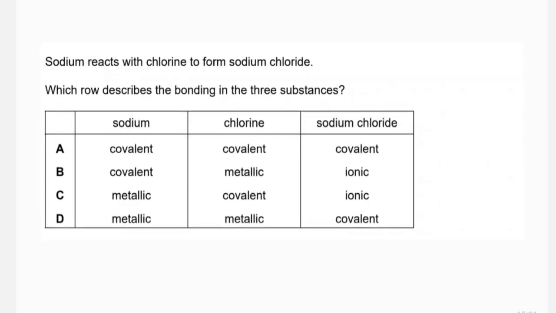Sodium reacts with chlorine to form sodium chloride. Which row describes the bonding in the three substances? Sodium is metallic bonding, so it's either C or D. Chlorine is covalent, so it has to be C. Sodium chloride is ionic, so it has to be C.